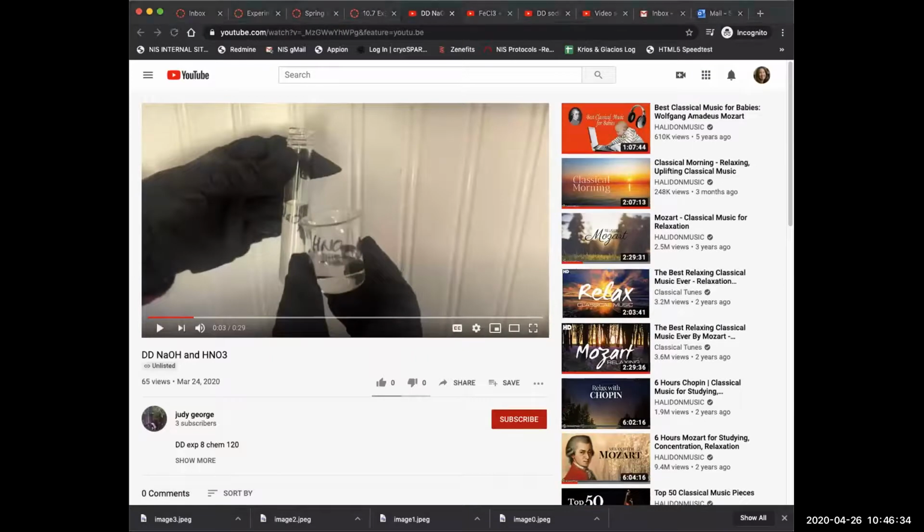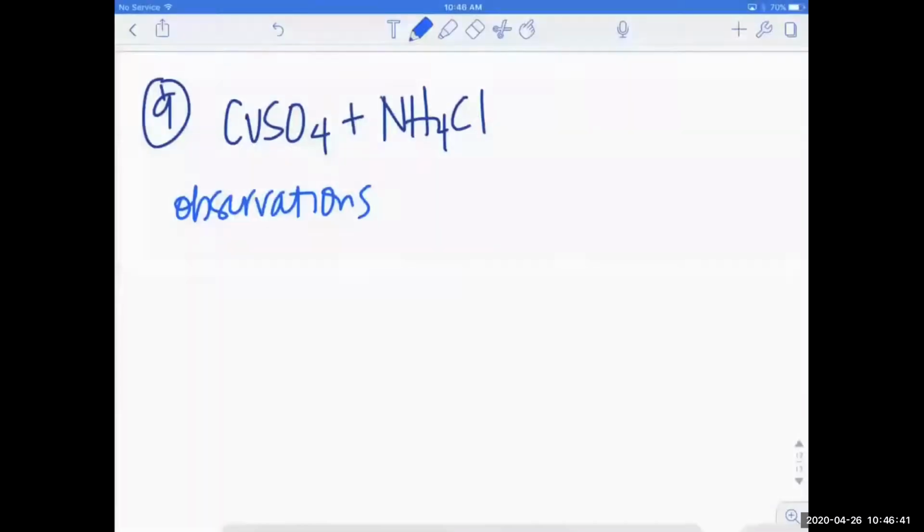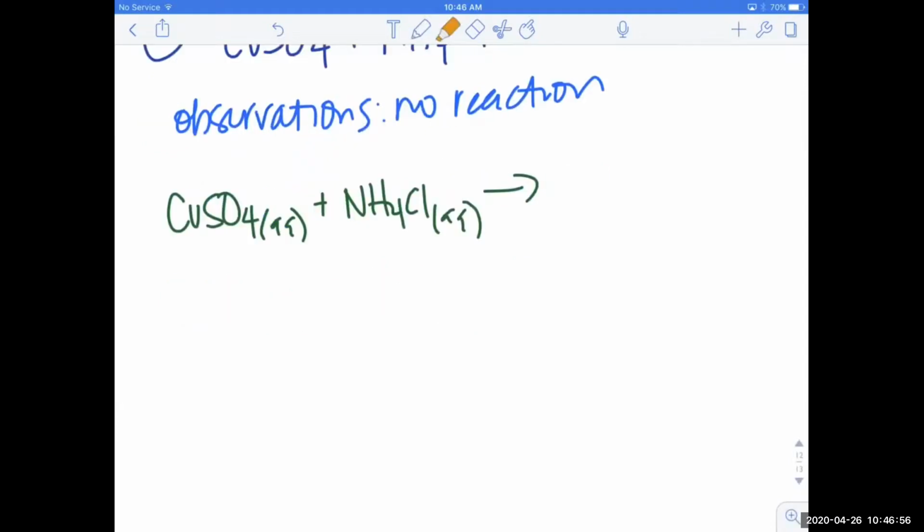So it's a no reaction there. So we're going to go ahead and write out no reaction. Hopefully this will give your hand a break. So this is CuSO4, aqueous plus NH4Cl, aqueous. Remember, first we have to swap and crisscross.